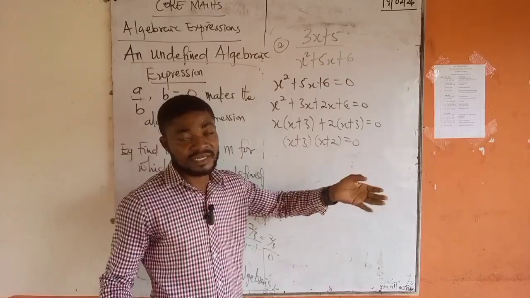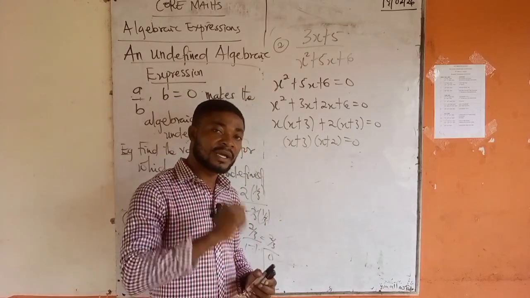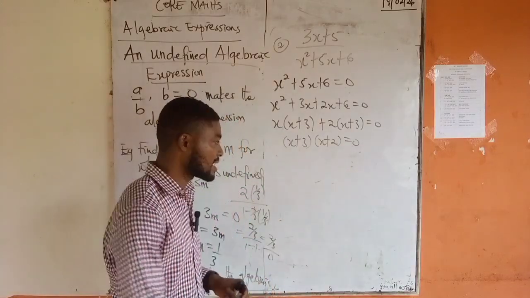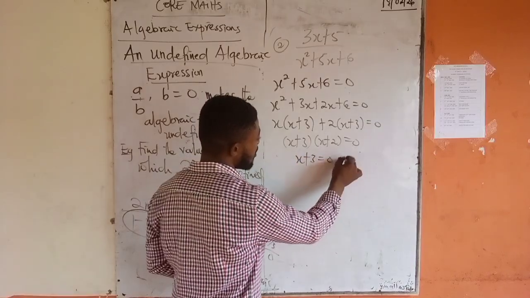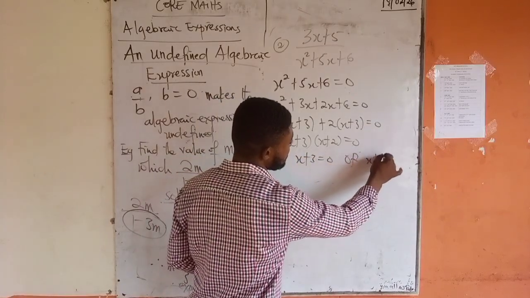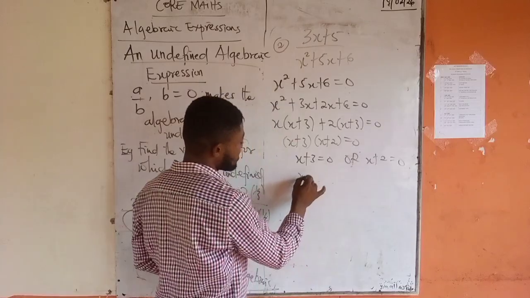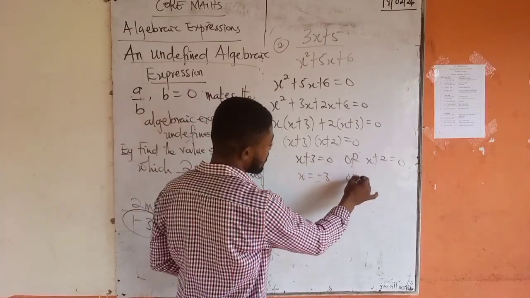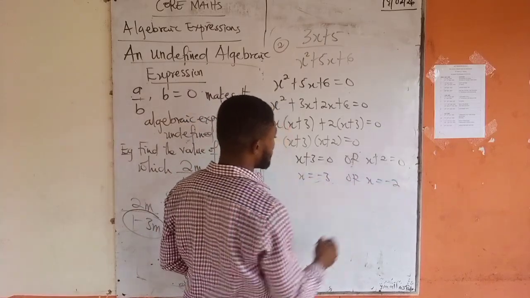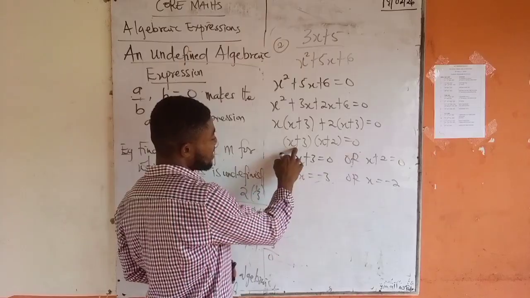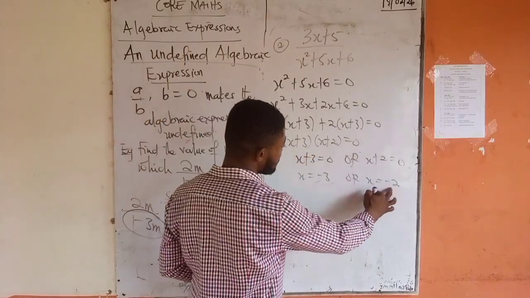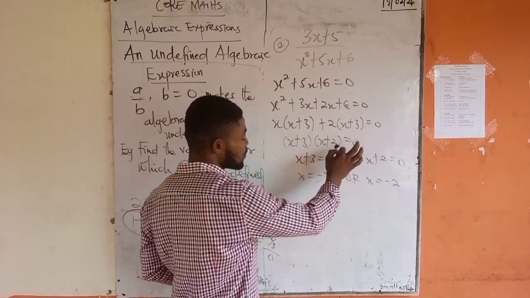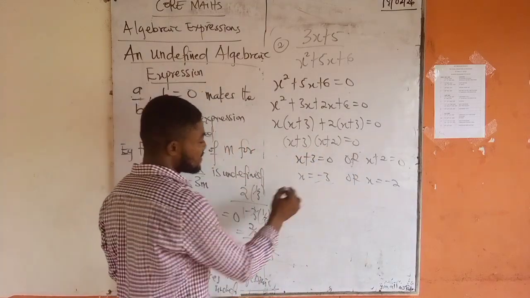How do we know which is given as 0? So we take the two of them, equate them to 0 one after the other. I take the first one, x plus 3 is equal to 0, or x plus 2 is equal to 0. x is equal to negative 3, or x is equal to negative 2. When x is equal to negative 3, here becomes 0, making the whole thing true. When x is equal to negative 2, here becomes 0, making the whole thing true. So these are the two values.